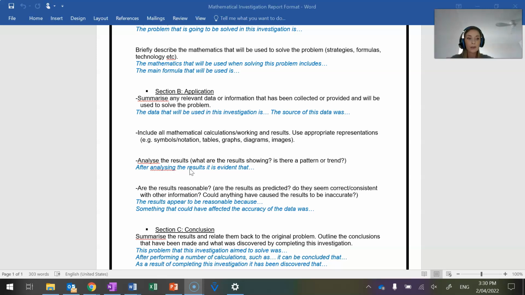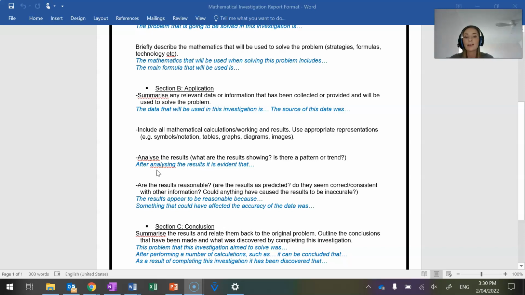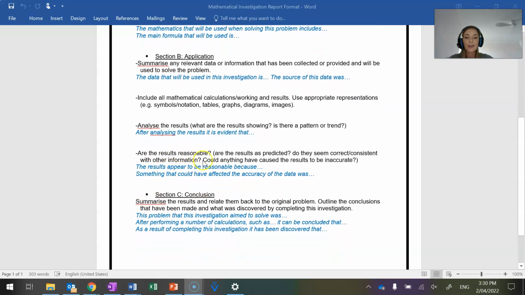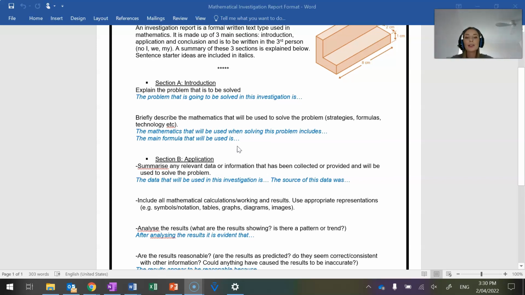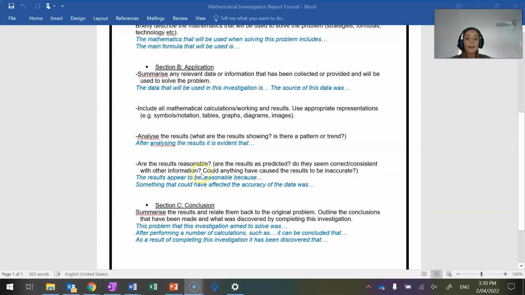So what did your results show? Is there a pattern or trend in your data? And after analysing the data, it is evident that ... The blue sections of this document are sentence starters, so ways that you could start your sentences. Are your results reasonable? Are your results as predicted? Do they seem correct, consistent with other information? So in your introduction, when you've described what healthy means and you've collected data from different papers or researchers that have previously collected data on healthy teenagers, you can use this information and relate it back to here.